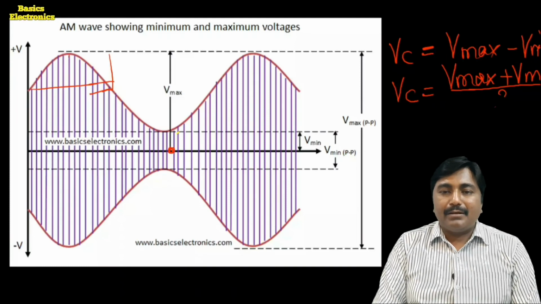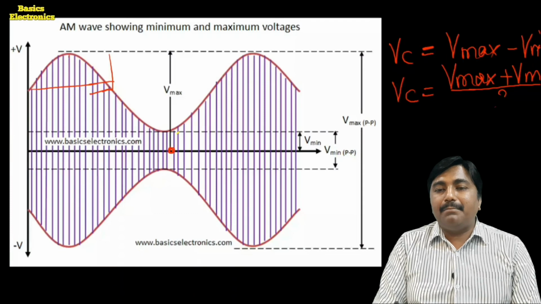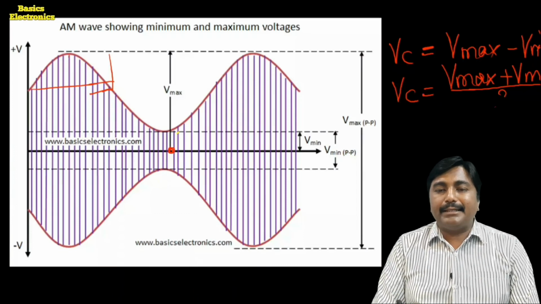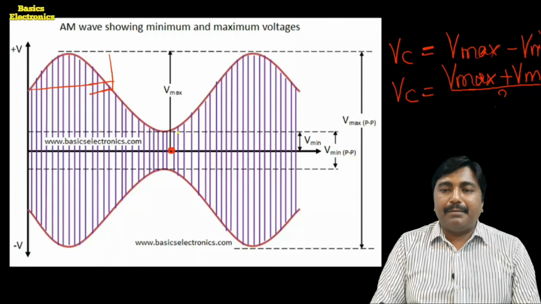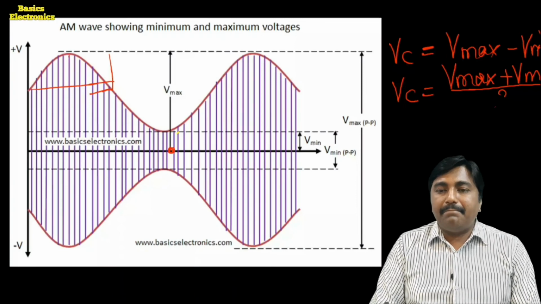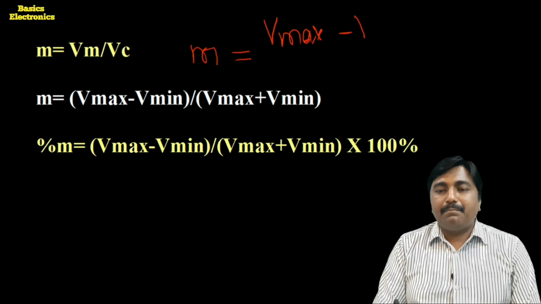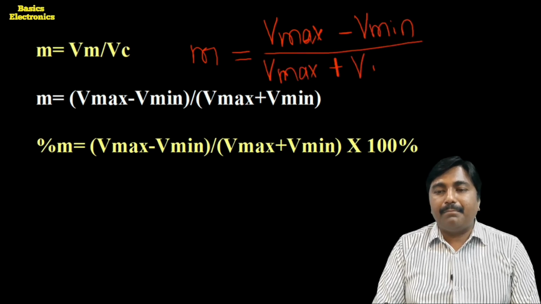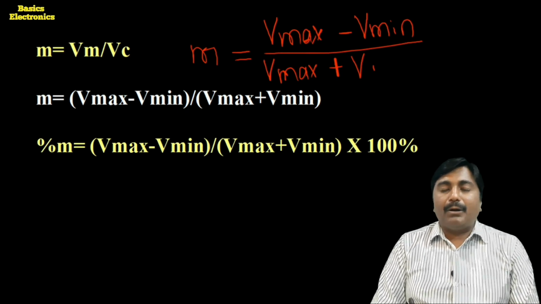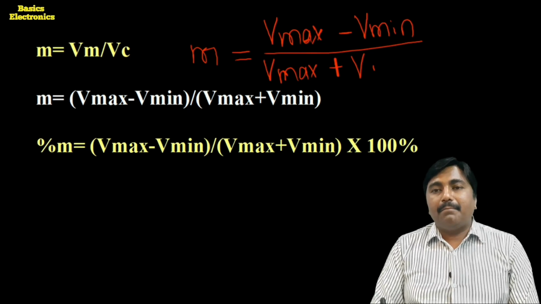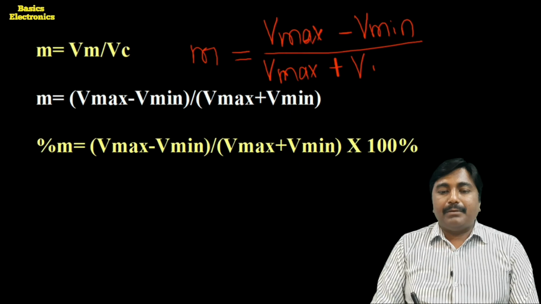Then we can calculate the formula for the modulation index M, that is the value of Vm, Vmax minus Vmin divided by 2, over the value of Vc, which is Vmax plus Vmin divided by 2. So we get Vmax minus Vmin divided by Vmax plus Vmin. Okay, this is the modulation index. If we have to find out the percentage modulation, then by multiplying by 100%, we get the percentage modulation.